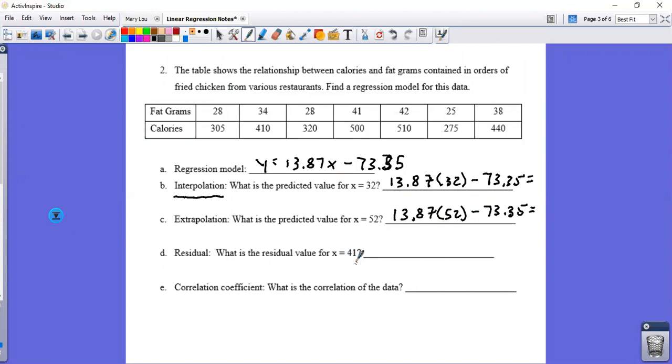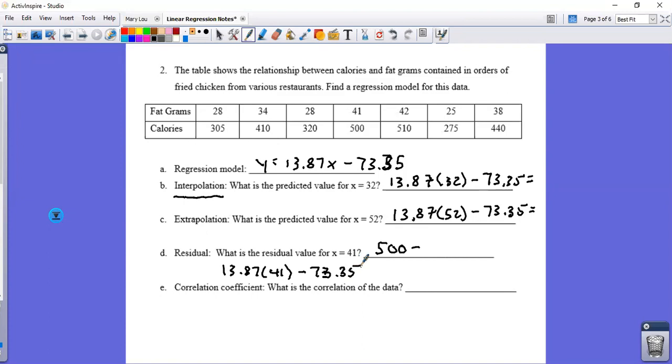So what's the residual for 41? Remember, residual is the actual, so find 41. If there were two, I'm not going to do this to you. There are two 28s. I'm not going to ask you for the residual for 28, right? So what's your residual for 41? The actual is 500 minus, and then you're going to have to get the 13.87 times 41 minus 73.35. We'll go ahead and get that number.